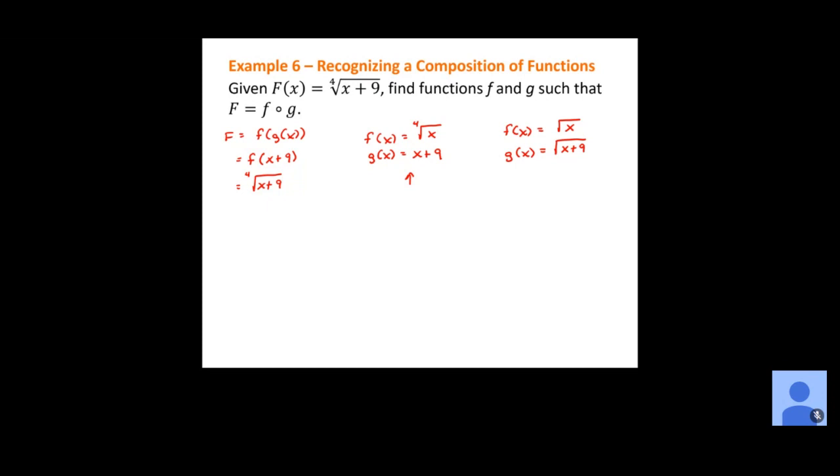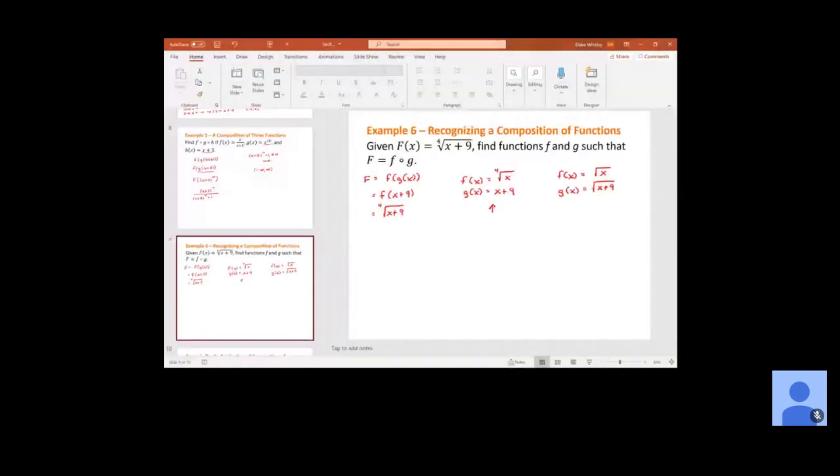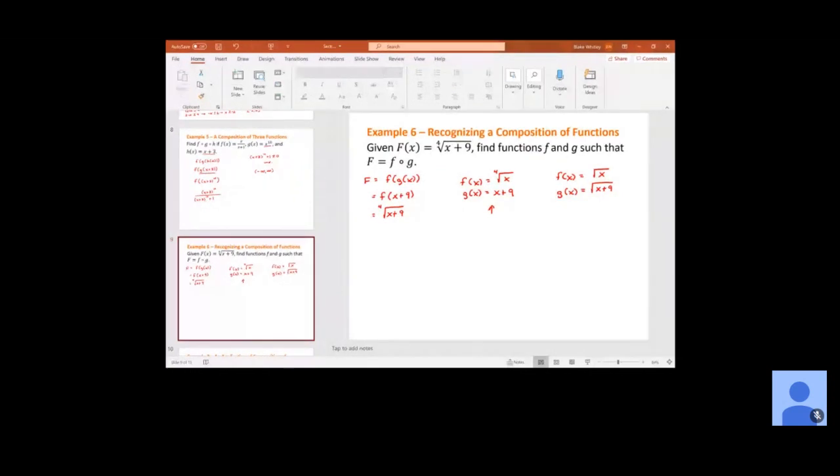Any other questions there? All right. So that's all we got for that section. Now we got 2.8.